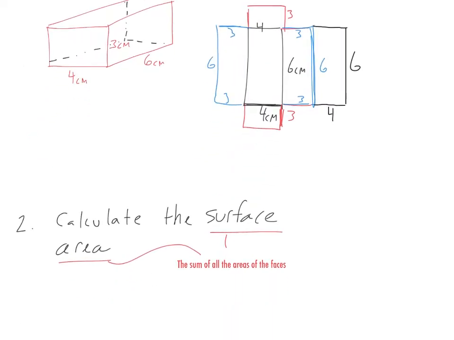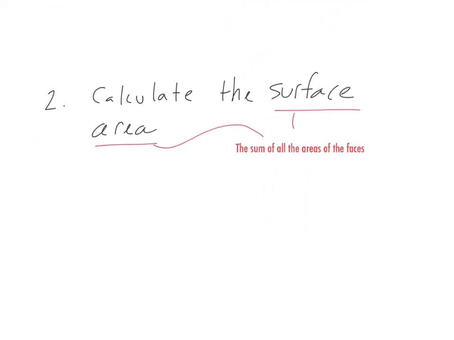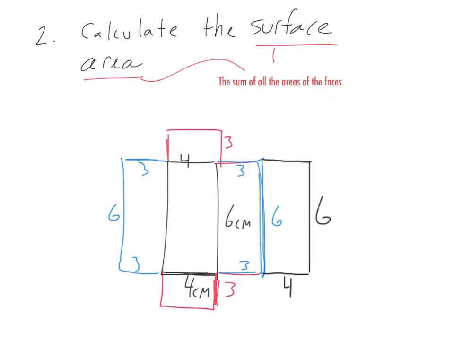We're going to calculate the surface area, and we drew the net so that we can do that more easily. What's the surface area? It's just the sum of all the areas of all the faces. So we're going to find the area of each face, add them all up, and that will be our surface area. All right, so I think the best way to do this is just take it one by one.